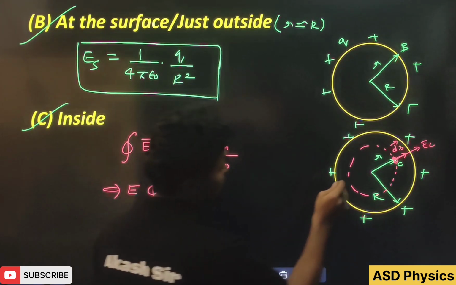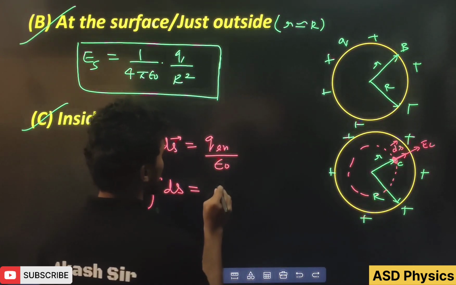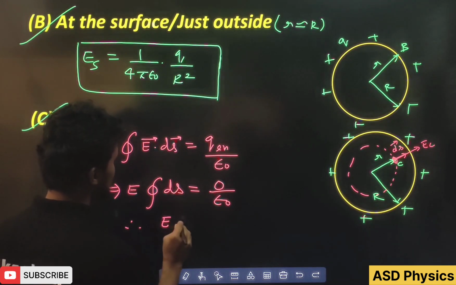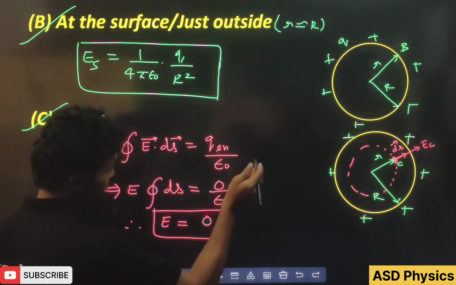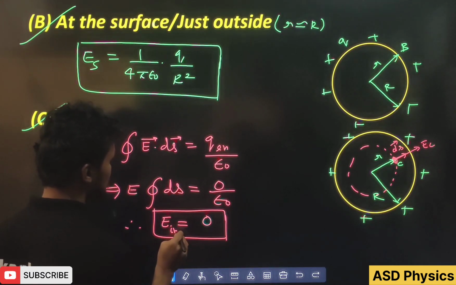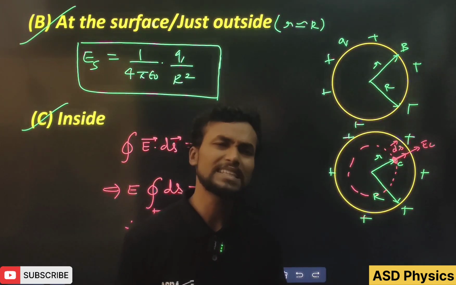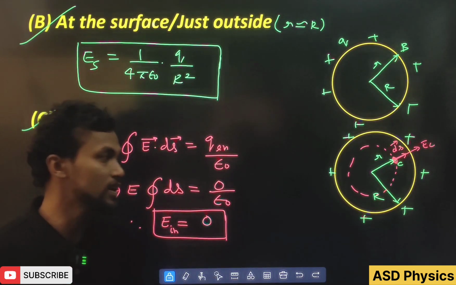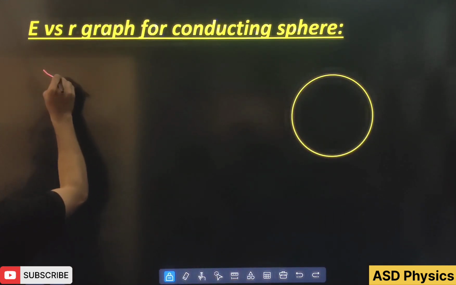Can you see any charge inside this Gaussian surface? No, there is no charge inside this Gaussian surface. So it will be 0 by epsilon naught. When you simplify this, E will come 0. That means inside the sphere, electric field will be 0. Here I have taken a hollow conducting sphere. Even if a solid conducting sphere is there, in that situation also the charge will come on the surface.